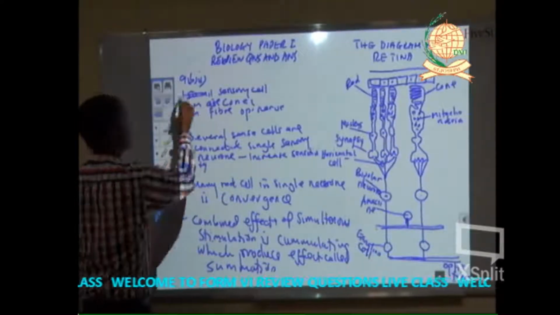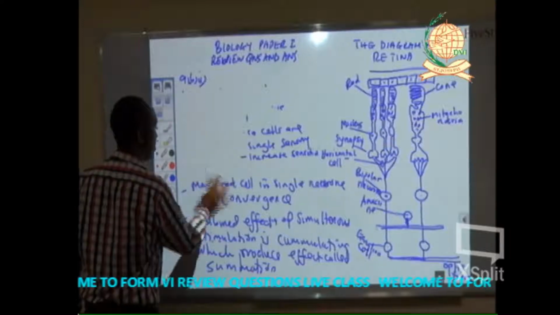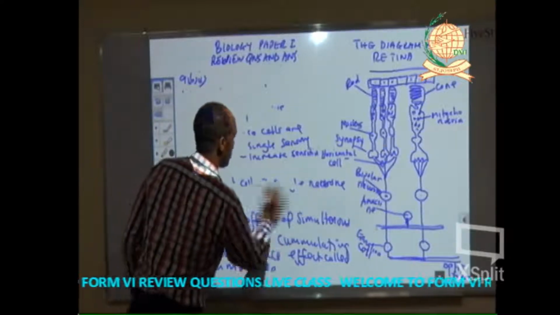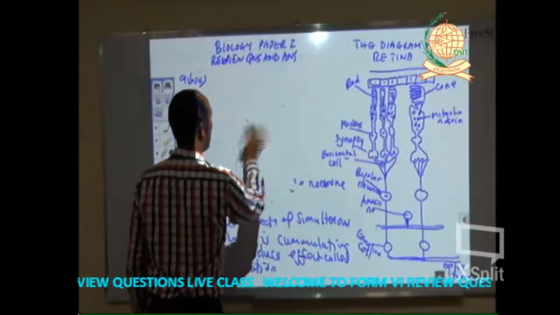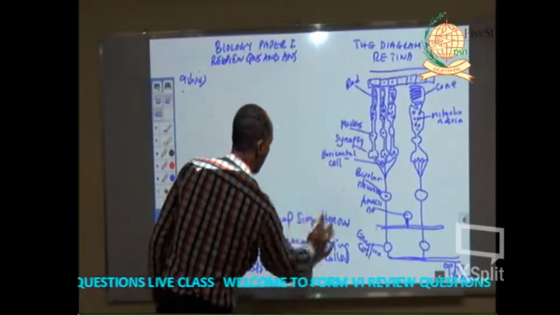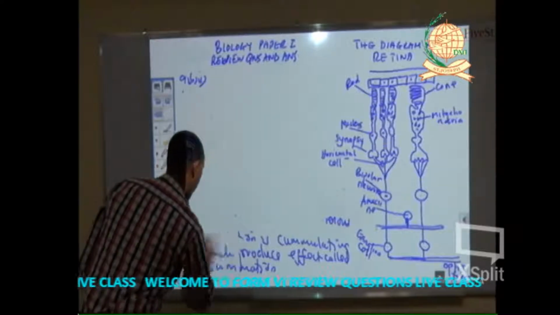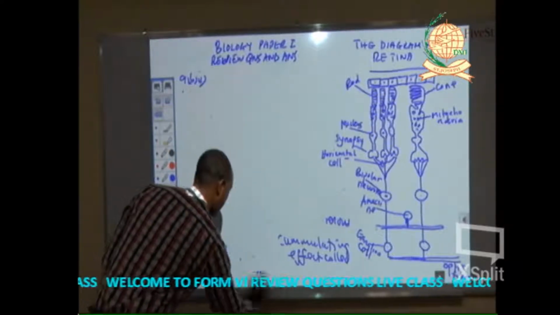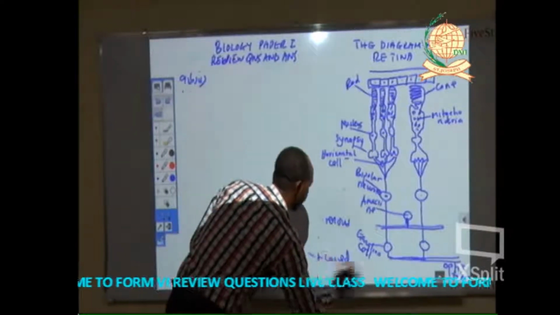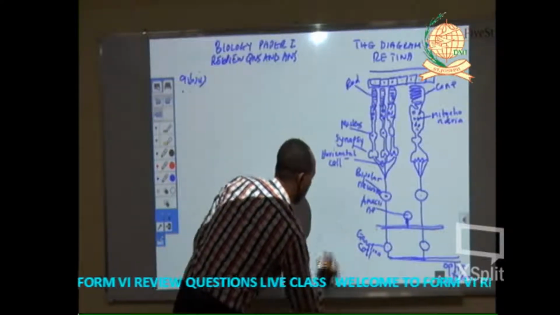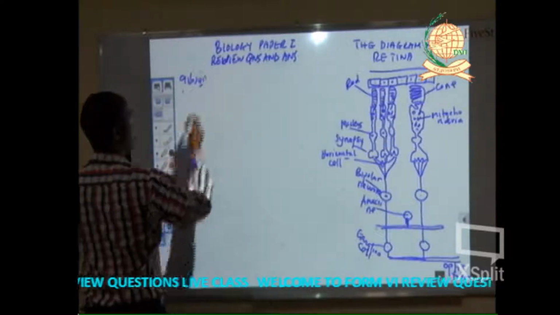Roman 2. With the diagram of the retina, explain the visual acuity. Question 9b, Roman 2, visual acuity.